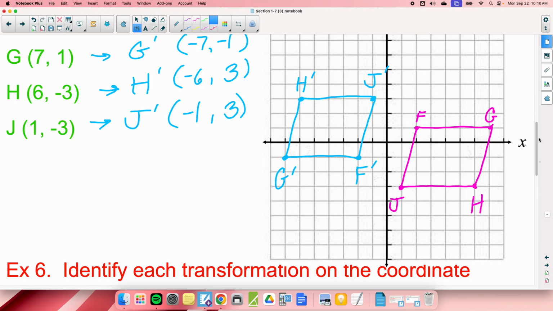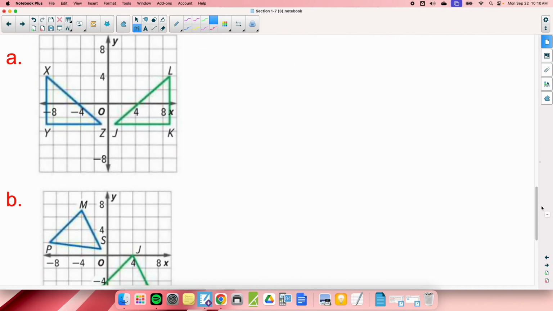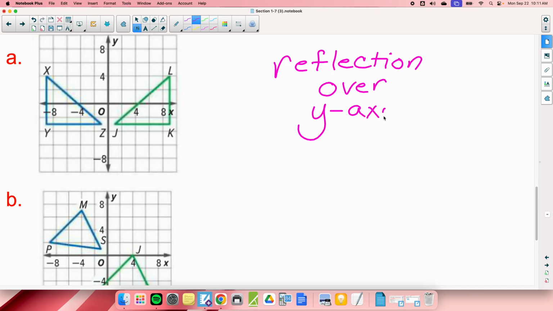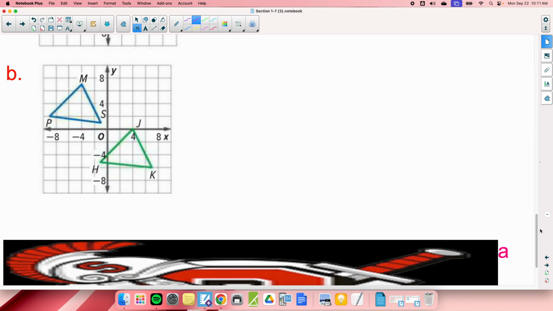Everybody good? All right, down here, let me just talk about this super quick. What do you guys think this is? A reflection over what? Yes, very good. What about the second one? Translation? Let's see. What do you guys think about that one? I think it is a translation. It just took it and kind of slid it. Yeah. So translation, good.